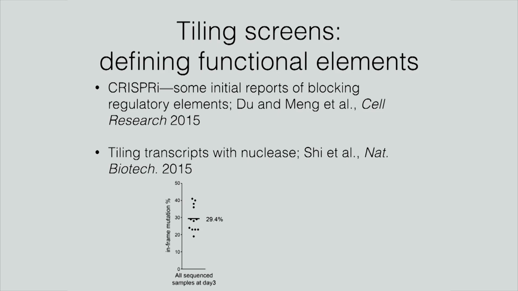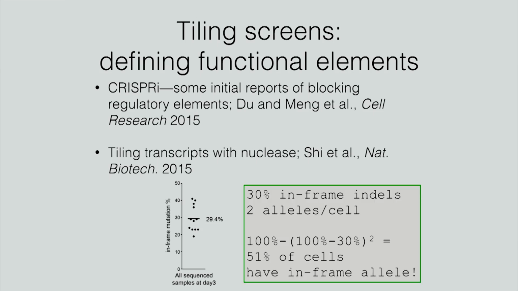This is in a Nature Biotech paper from the Vakoc lab. So if you have 30% in-frame indels, you have 2 alleles per cell, a normal diploid cell, then you sort of square the chances of not getting an out-of-frame indel, and actually 51% of your cells will have at least one in-frame indel.